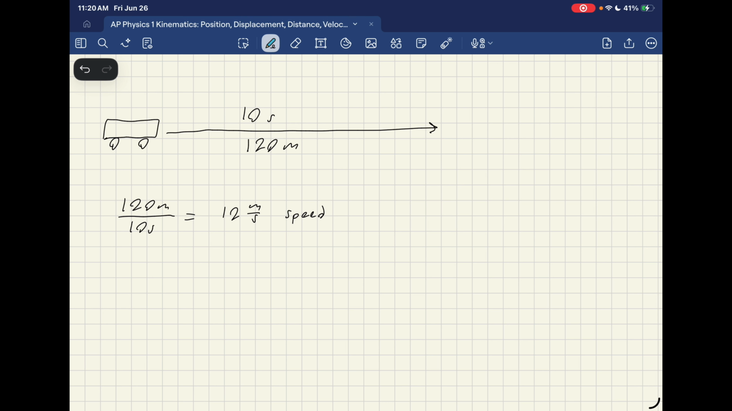Now what is the average velocity? Well, in this case, it's the same. Our displacement, since the cart traveled in one direction and it didn't turn around at all, is also 120 meters. So we can say that our average speed and average velocity are both 12 meters per second. So speed and velocity can have the same numerical value if you're only traveling in one direction and you don't turn around at all.